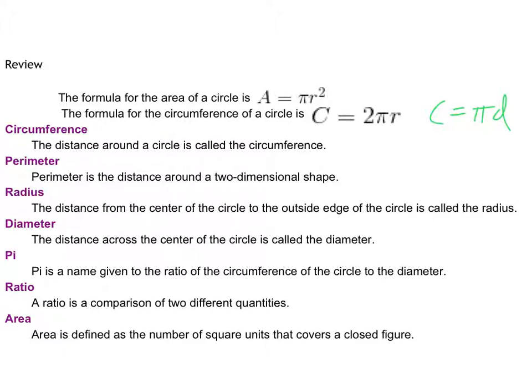Pi is a name given to the ratio of the circumference of the circle to the diameter. A ratio is a comparison of two different quantities, and area is defined as the number of square units that covers a closed figure.